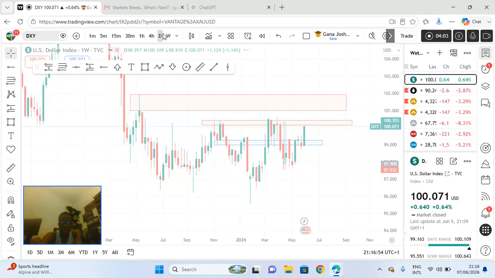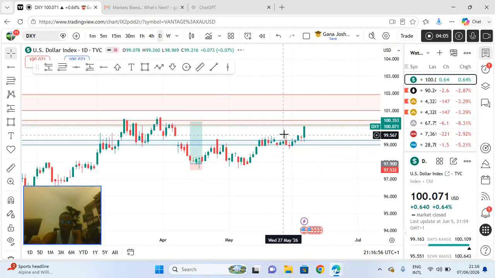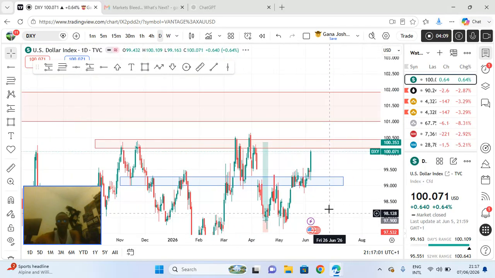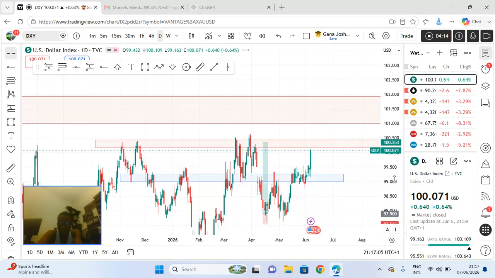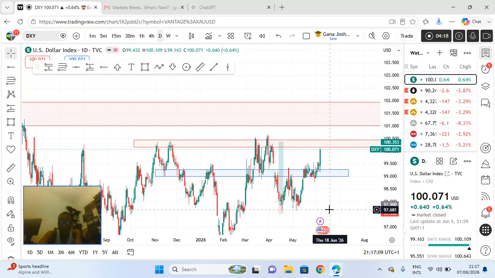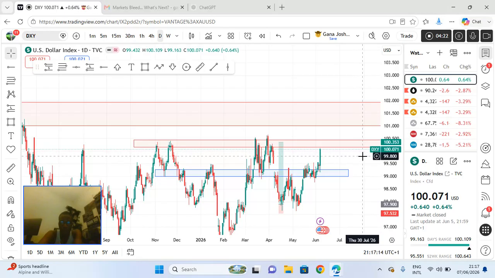Then we drill down to the daily. For those of you wondering what we're doing with the DXY, some brokers allow you to trade it, but it also helps you stay in sync with the strength of the dollar.